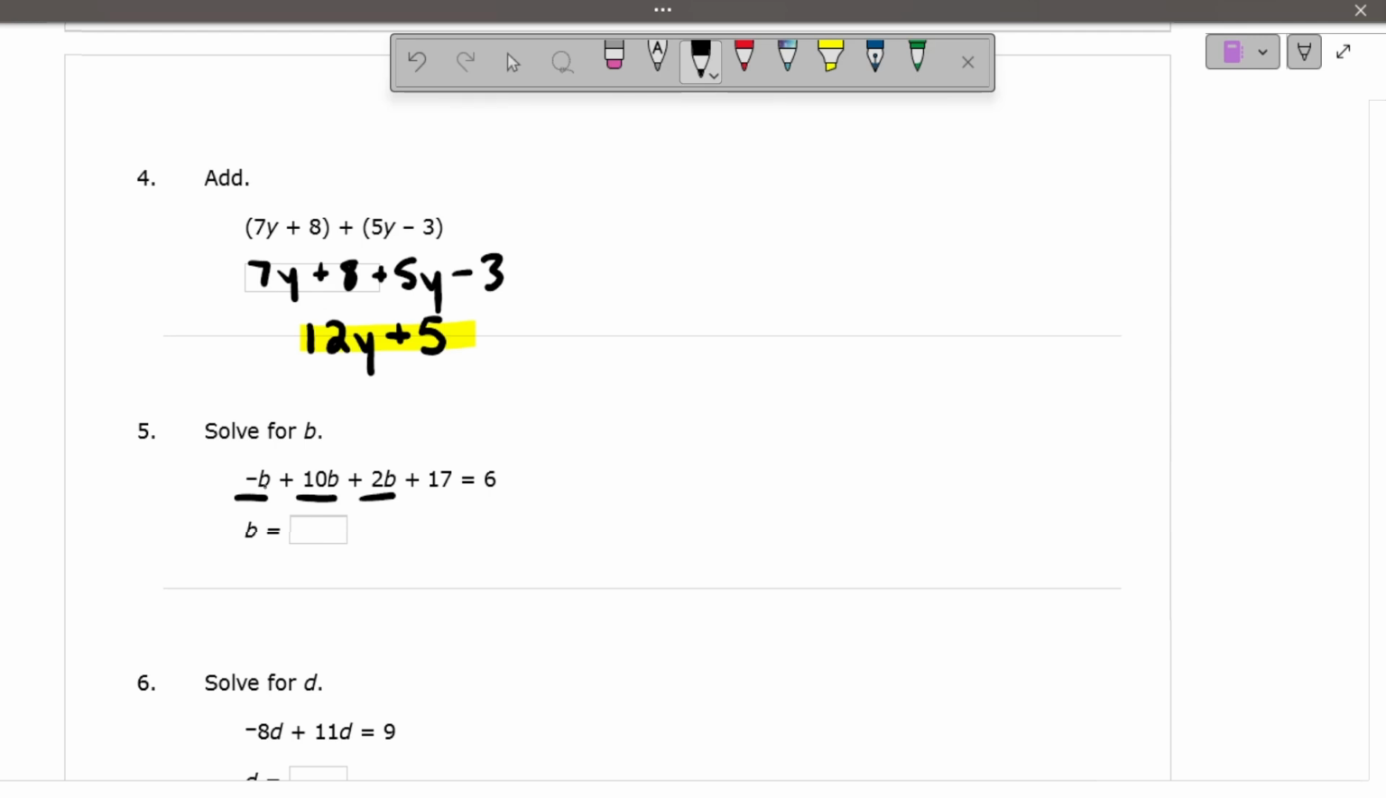So 11b will be the combination of negative b, 10b, and 2b. So I'm just going to write that down right here. So we have 11b. This 17 can't combine with anything else on this side of the equal sign. And the 6 is by itself on the other side. So we're just going to bring those terms down with our new 11b. And then we will subtract 17 from both sides since our goal is to get b all by itself. And I'm just going to keep moving on with this problem over here so that we don't go into the next one. So this will be 11b is equal to 6 minus 17, which is negative 11.